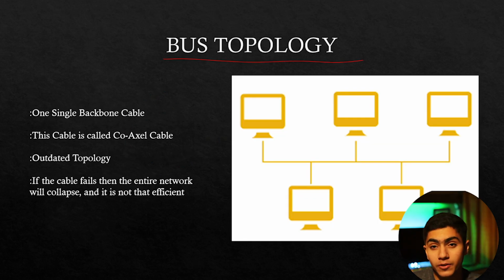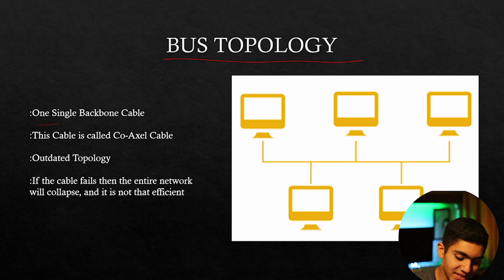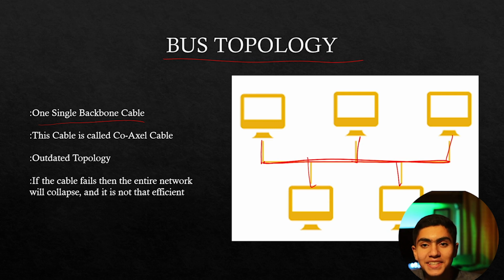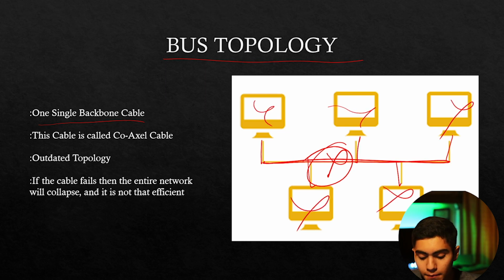So we have the bus topology first. The bus topology, as you can see, has a single backbone cable. This is one cable, and all the computers are connected to it. So let's see the disadvantages of this. If this cable fails one time, all these machines will stop. The network will collapse at that very second. You won't be able to do anything if that backbone fails.